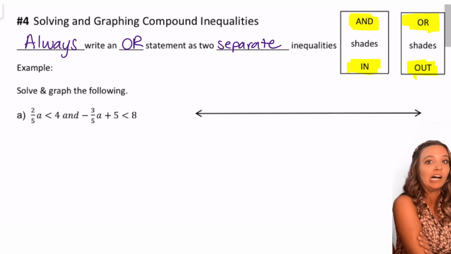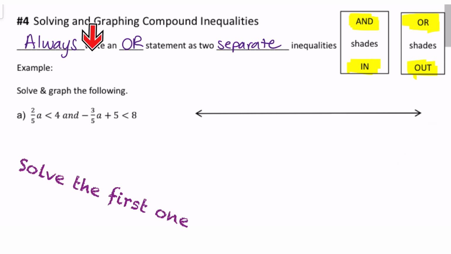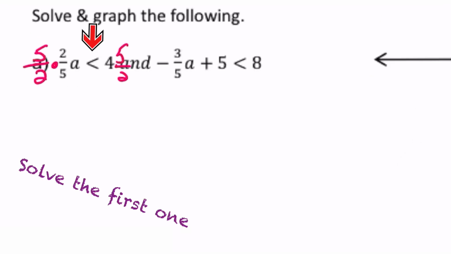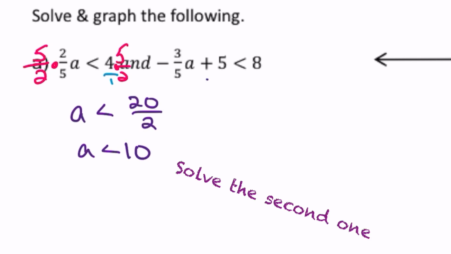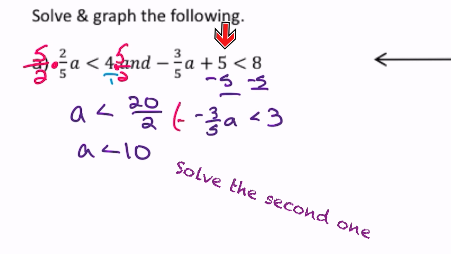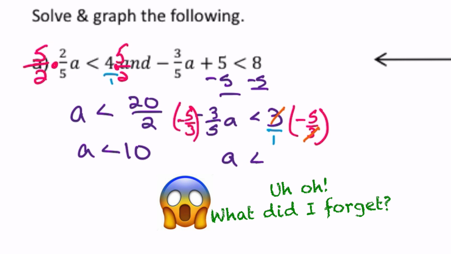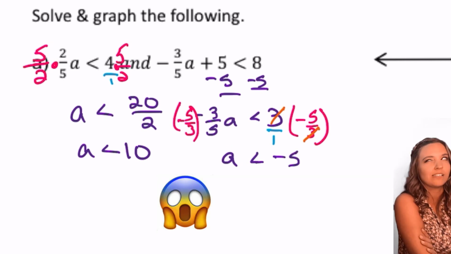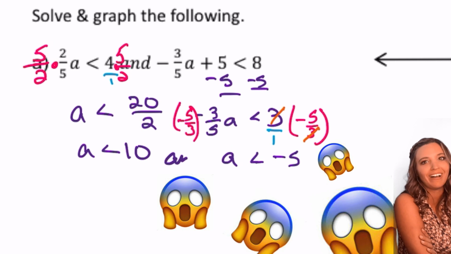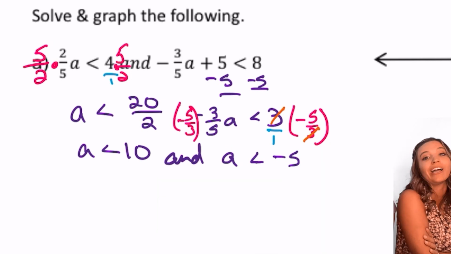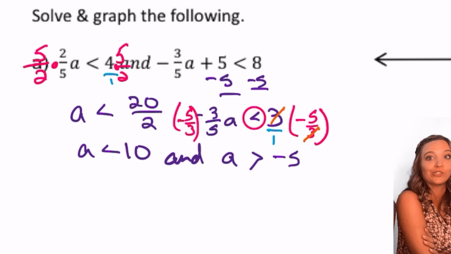It's an and statement. Let's take a moment, solve them both. A is less than 10 and A is less than negative 5. Oops, I forgot to flip my inequality when I multiplied by negative 5/3.